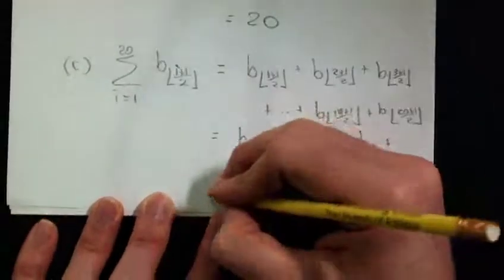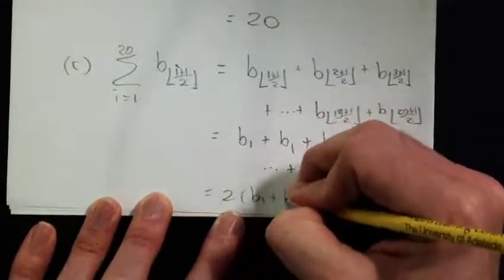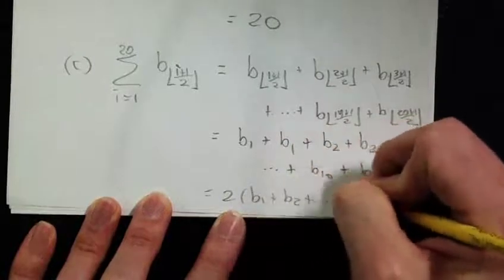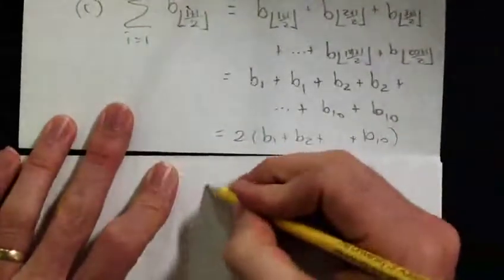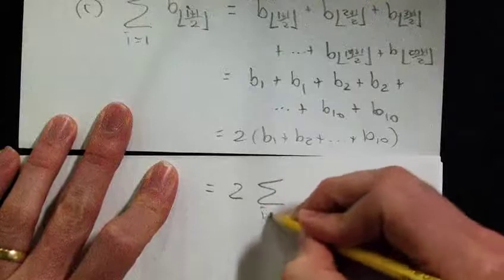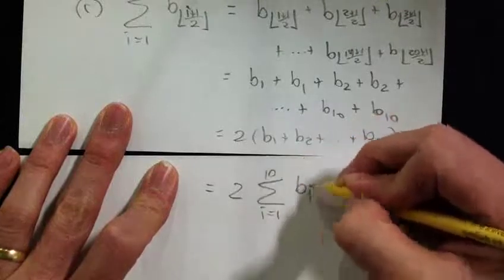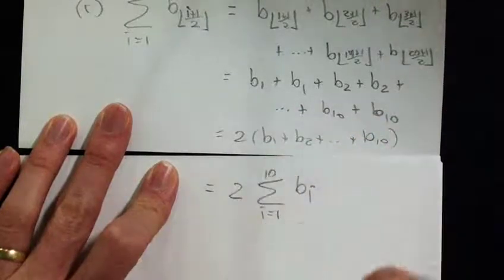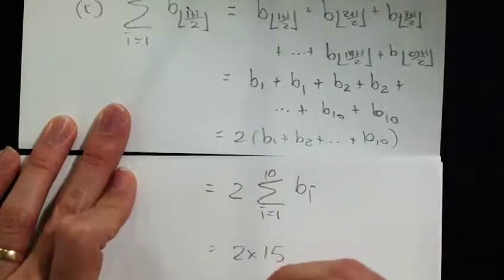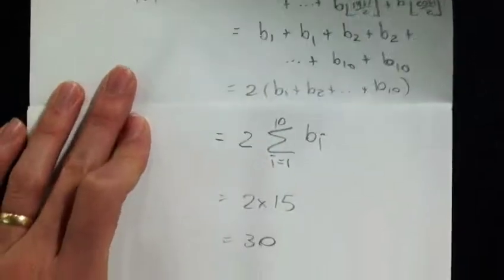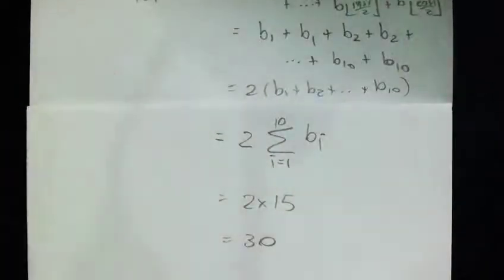I've got 2 of these. Two of them, which comes out to 2 of the sum from 1 to 10 of BI. That's what this is. And I know what that is. That's 15. Brilliant. Whoop. So you can always write it out and add them up and see what you get.